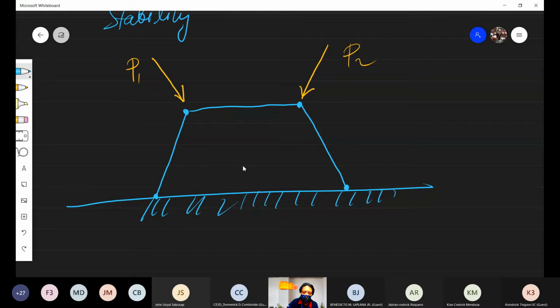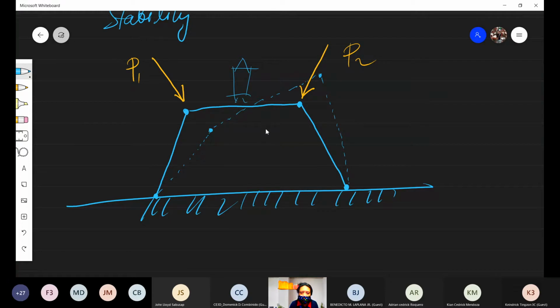The tendency is, if you increase the force P1, the structure may shift, like this side moves while the other side is pushed. Do you get it? If this is the initial position of the structure and you increase the force, even just a very small change, it changes the position and points. So it is not stable. Imagine if this is a structure with a house on top, and this is your support. Dangerous, it is not stable.